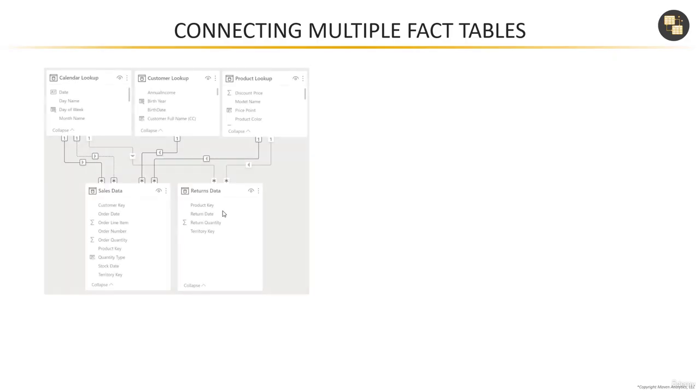All right, let's shake things up a bit. Up to this point, we've been working with a very clean, very simple data model containing one single fact table, our sales data table. But in reality, sometimes things can get a little bit more complicated than that. So imagine a data model that looks like this.